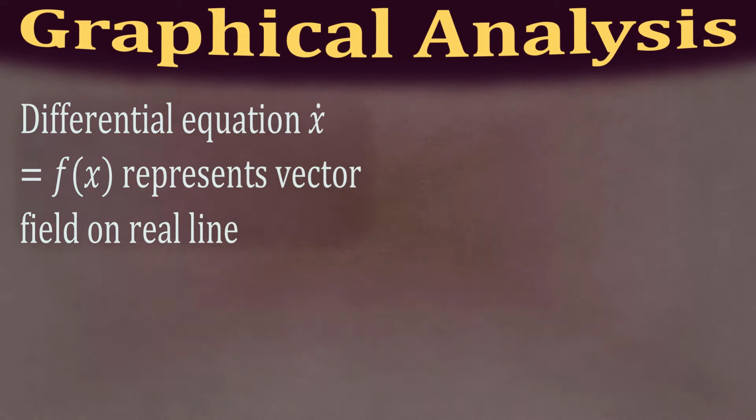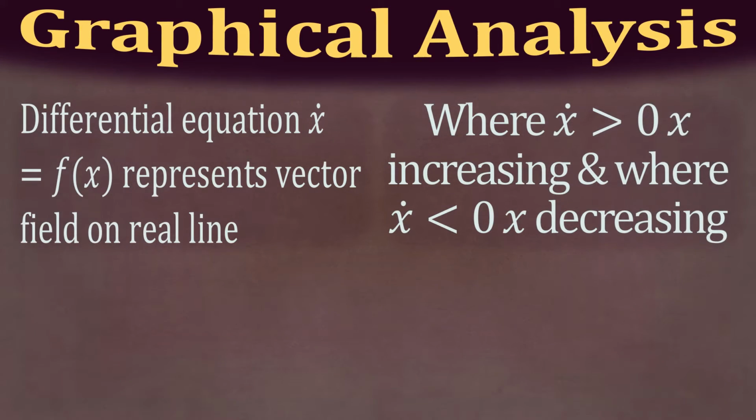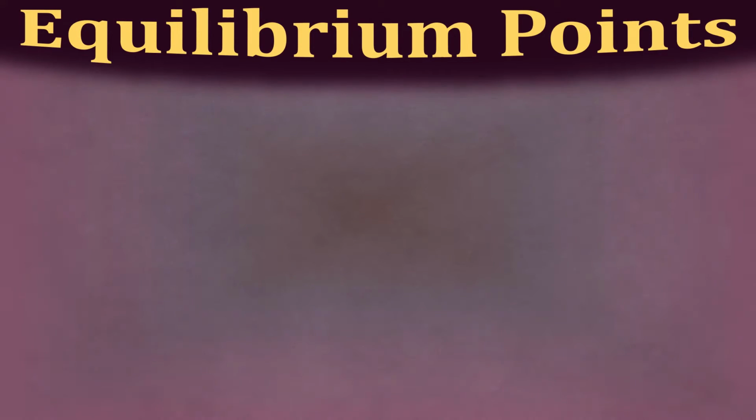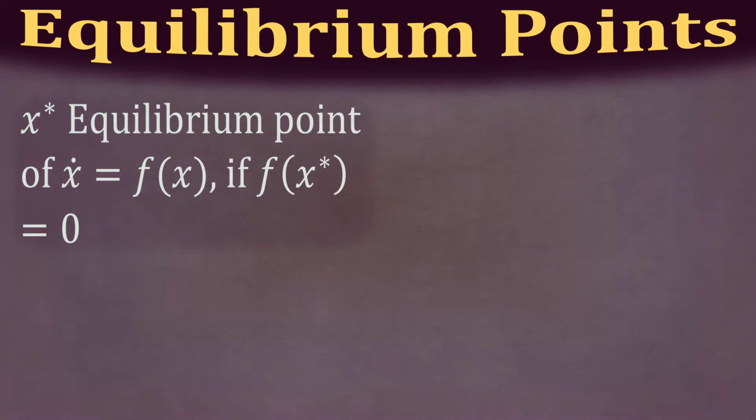The differential equation x dot equals f of x represents a vector field on the real line. Where x dot is greater than 0, x is increasing, and where x dot is less than 0, x is decreasing. Next, let's define equilibrium points.